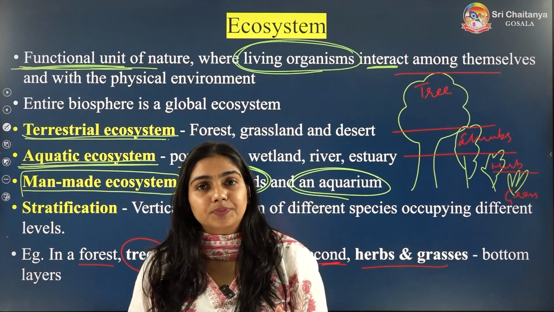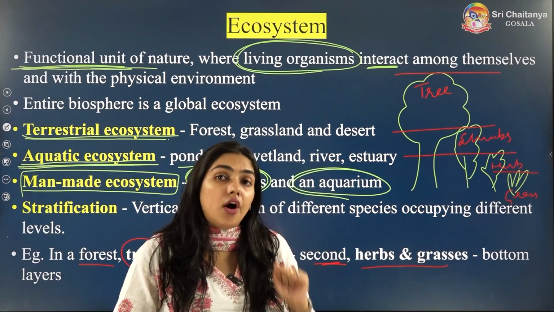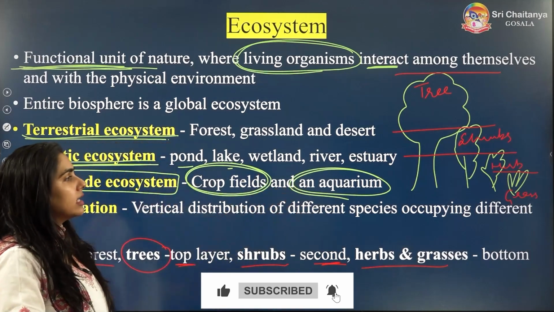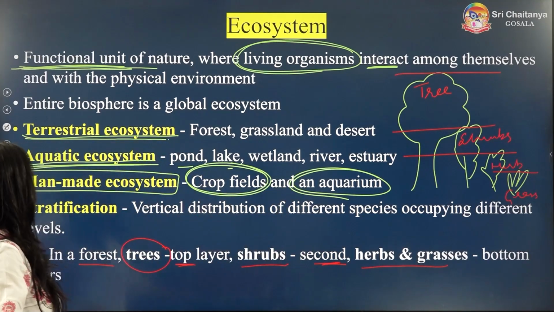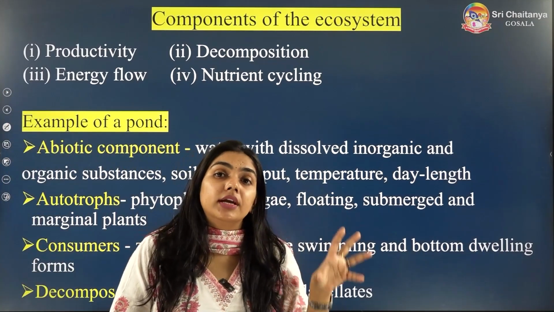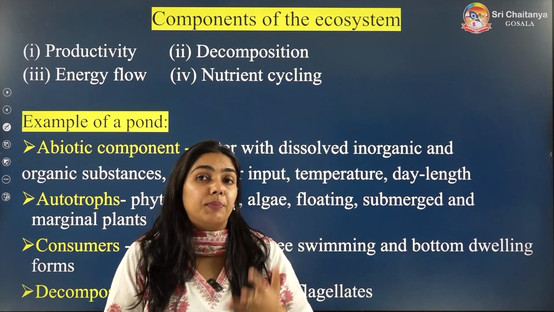Vertical distribution of different species in the ecosystem is called stratification. Alright, now coming to the next point, that is components of ecosystem. So in the ecosystem, what all will take place?